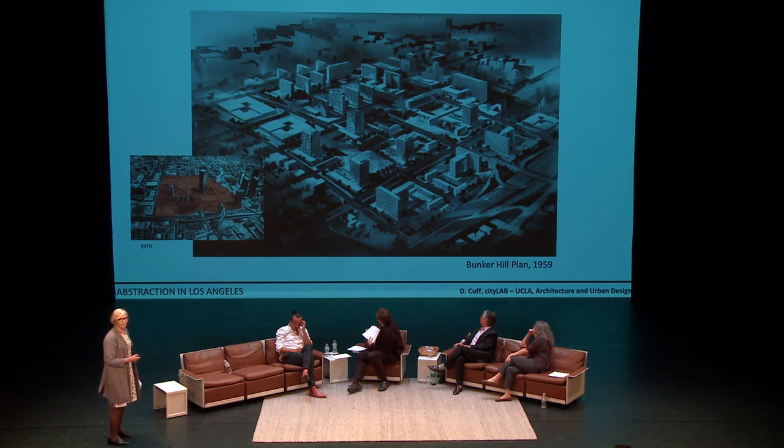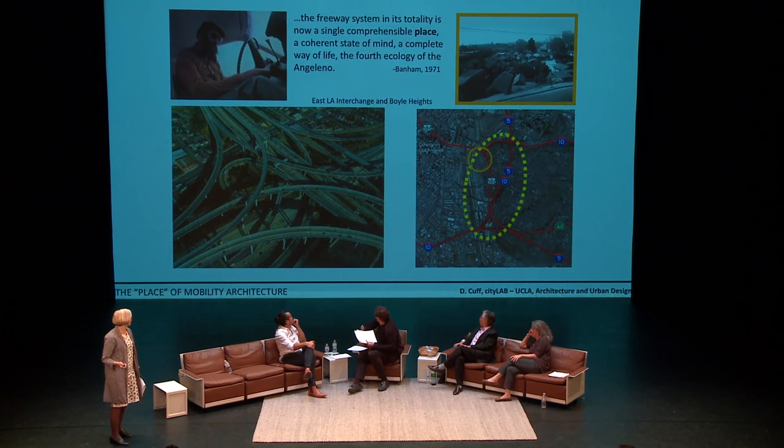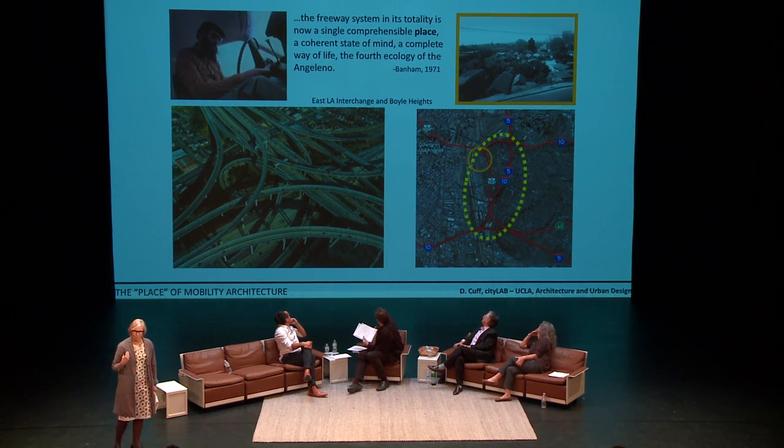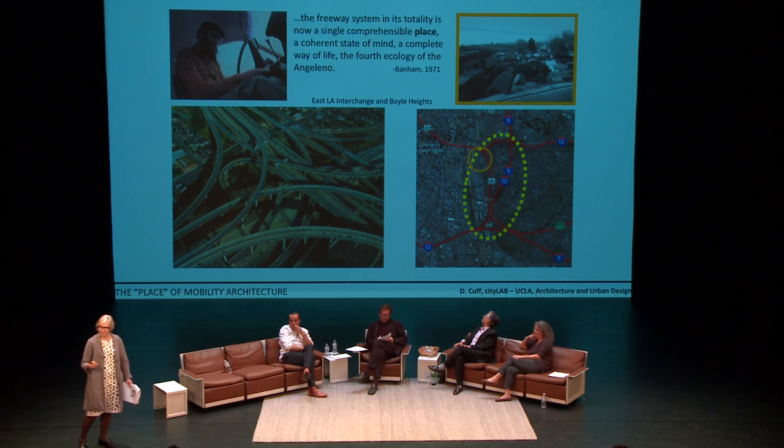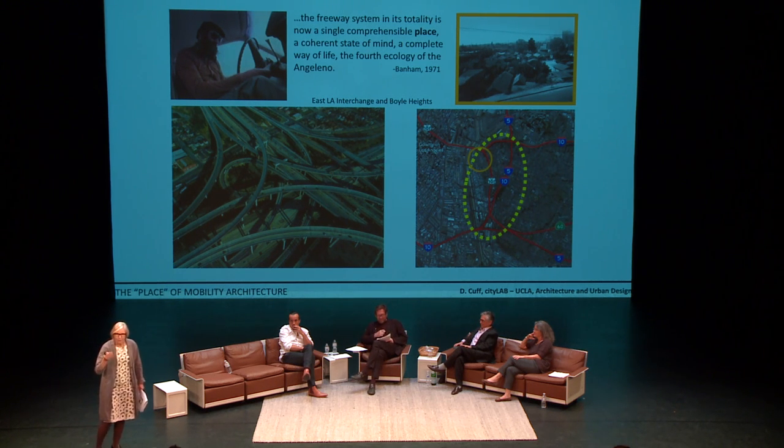It's important to note even here, though, that the freeways are part of what is constructing that space of the city. And probably the person who brought that to our minds most clearly was the British architectural historian Reyner Banham, who wrote the book Los Angeles: The Architecture of Four Ecologies. He's writing in the late 60s, publishing in the 70s, when you could actually get from one place to another on the freeway, and he writes that the freeway system in its totality is now a single comprehensible place, a coherent state of mind, a complete way of life, the fourth ecology of the Angeleno.